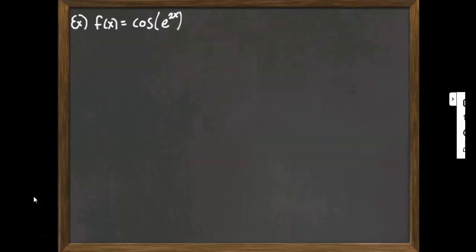Okay, so let's consider another example. This time we have f of x equals cosine of e to the 2x. So we have e to the x inside of a trig function, so we are going to need to do our substitution here. So here we would let u be the e to the 2x, so we're going to have cosine u. So we just do derivative of the outer function. Derivative of cosine is negative sine, of e to the 2x.